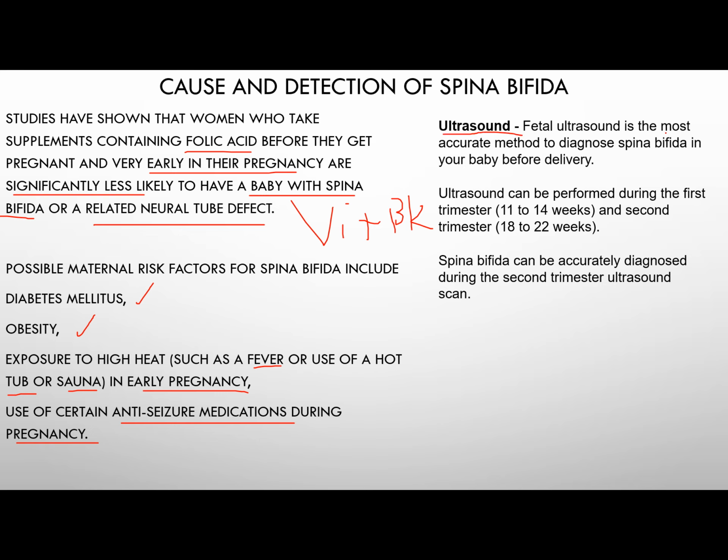So fetal ultrasound, class, is the most accurate method to diagnose spina bifida. Ultrasound can be performed during the first trimester, 11 to 14 weeks, and second trimester, 18 to 22 weeks. That is why, class, it's very important that pregnant women have a monthly ultrasound so that they would be able to identify at an early time if the fetus has neural tube defects and other malformations or abnormalities.